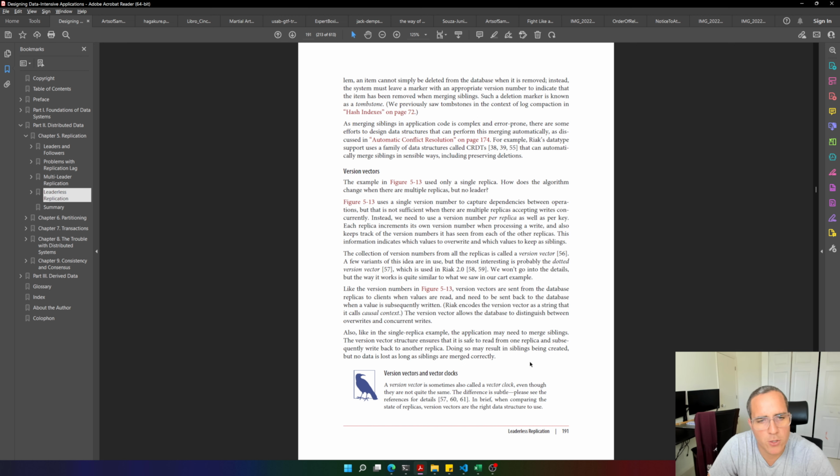The collection of version numbers from all replicas is called a version vector. A few variants of this idea are in use, but the most interesting is probably the dotted version vector, which is used in Riak 2.0. We won't go into the details, but the way it works is quite similar to what we saw in our cart example.